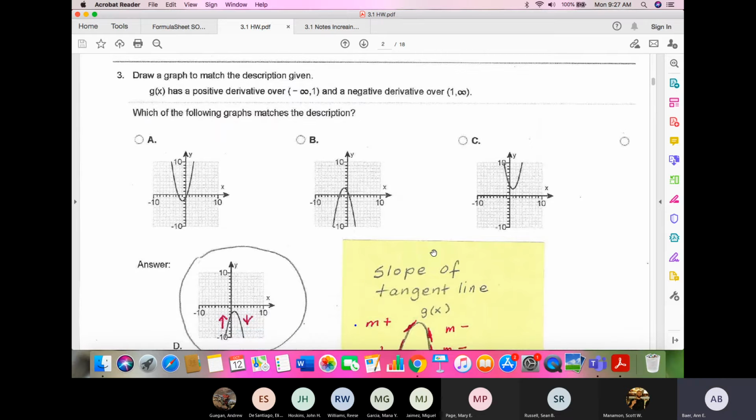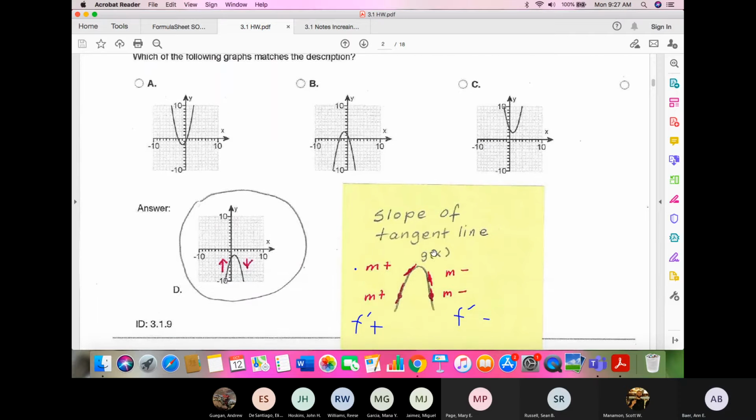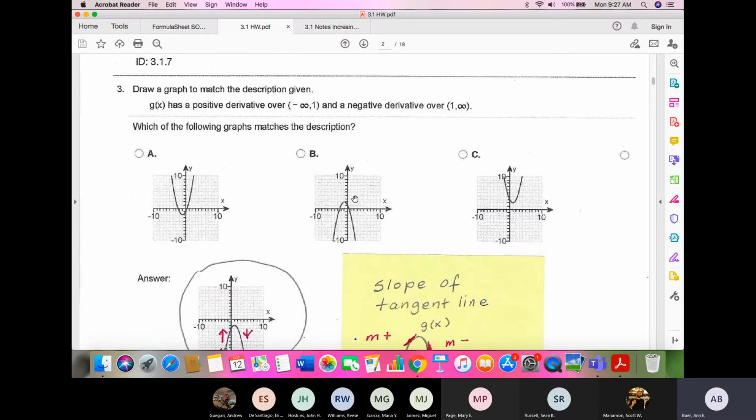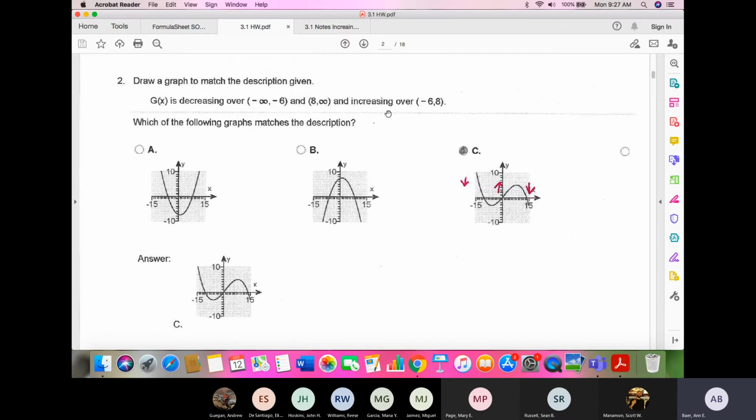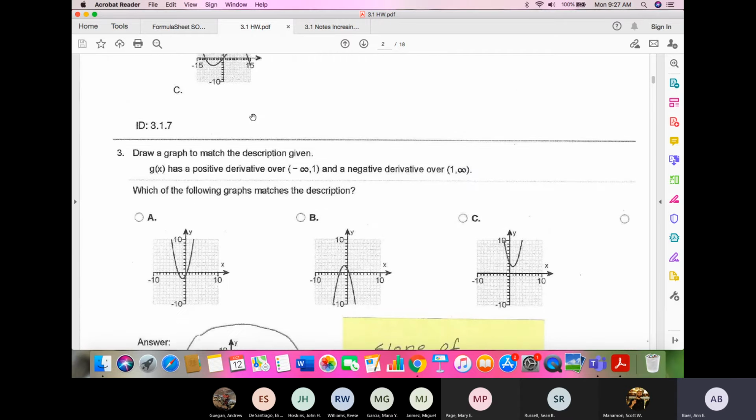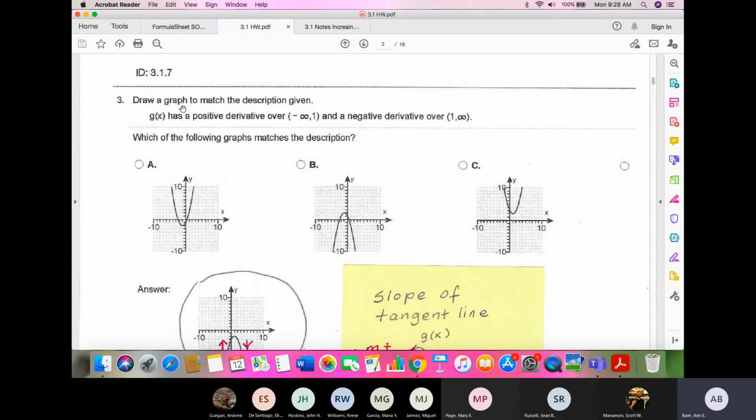Let's take a look at number 3. So what are we doing here? Now, this is a different type of problem. This is decreasing and increasing. In number 3, we want to draw a graph to match the description given. G of x has a positive derivative over negative infinity to 1, not including 1, and a negative derivative over the interval 1 to infinity.